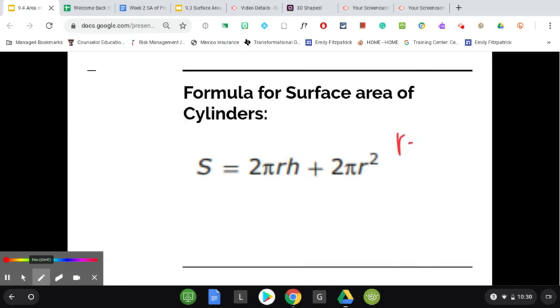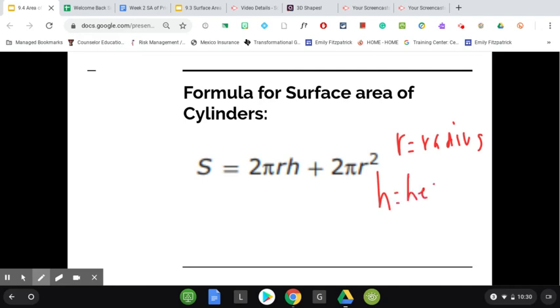The first one is the r, which is your radius, and the second one is the h, which is the height of the cylinder. So those are the only two numbers you need for the formula. Once you have them, you plug them in and you get the answer. Okay, let's move on to the next slide.